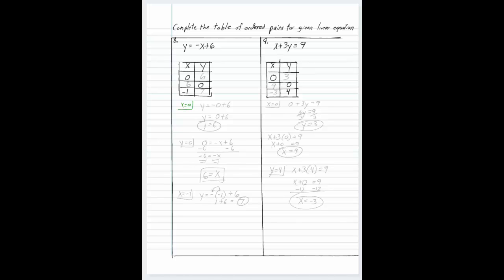Now let's try with y equals 0, which becomes 0 equals -x plus 6. And let's work on getting x alone. We'll subtract 6, so -6 equals -x. And then divide by -1. This is a little trick to change signs. And when you do, you get x equals +6.